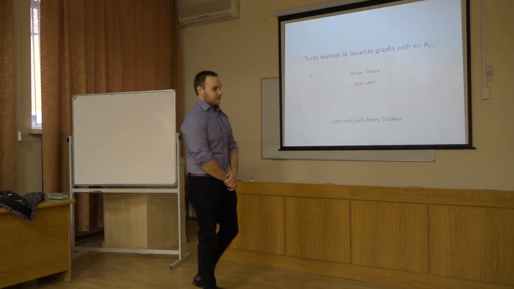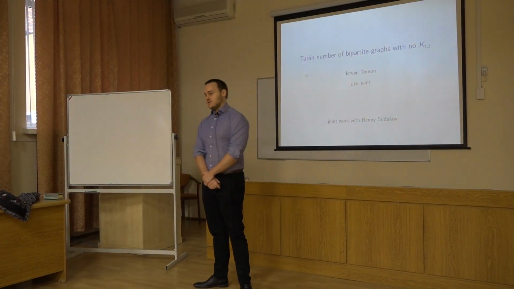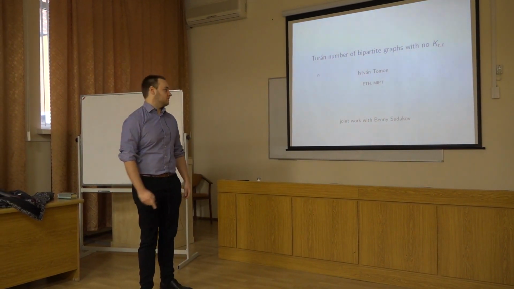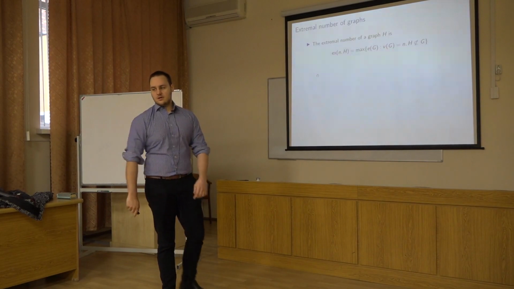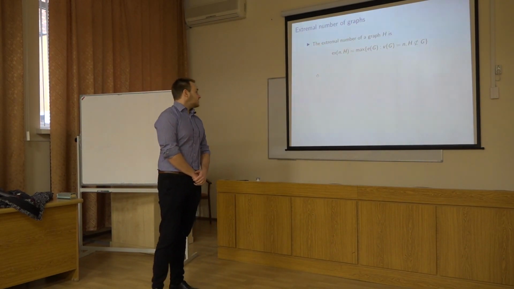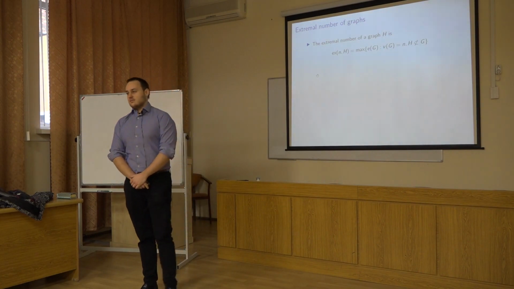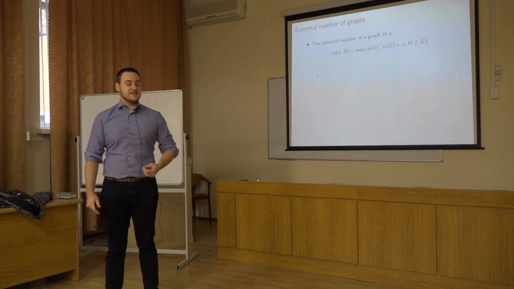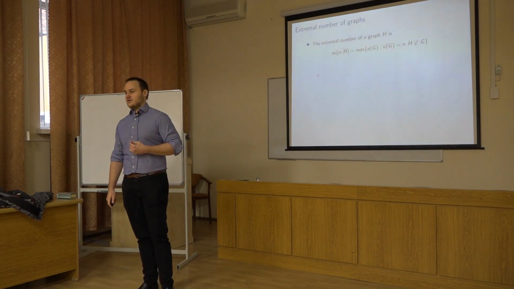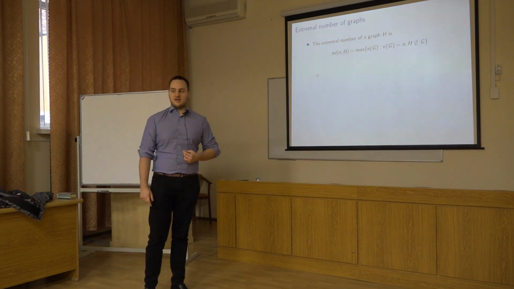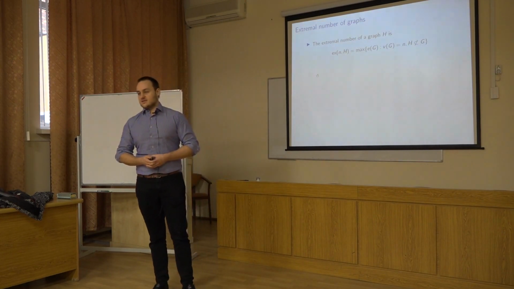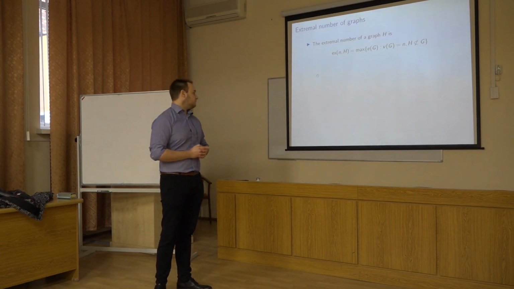Today I'd like to talk about the extremal number of certain bipartite graphs, and everything I talk about today is joint work with Benny Sudakov. So first of all, what is the extremal number of a graph? Given a graph H, its extremal number ex(n,H) is the maximum number of edges in a graph on n vertices that does not contain H as a subgraph. This is the same definition as was given by Gabor yesterday.